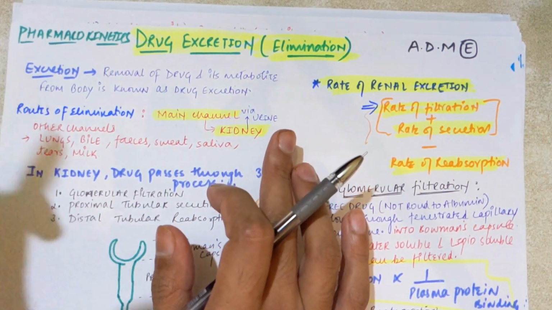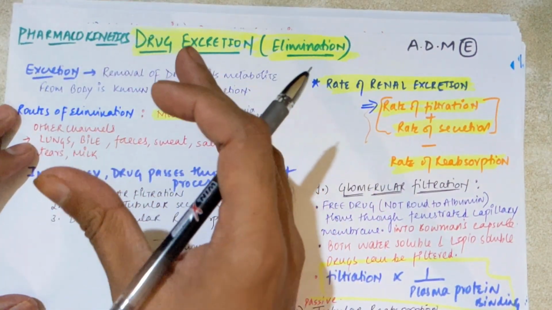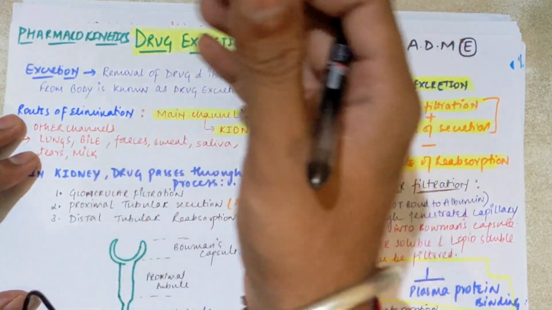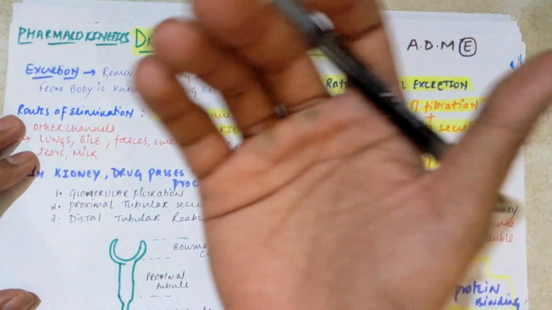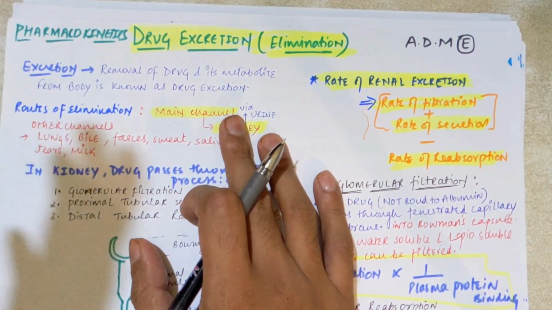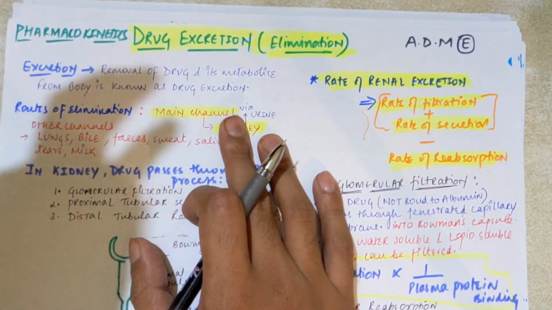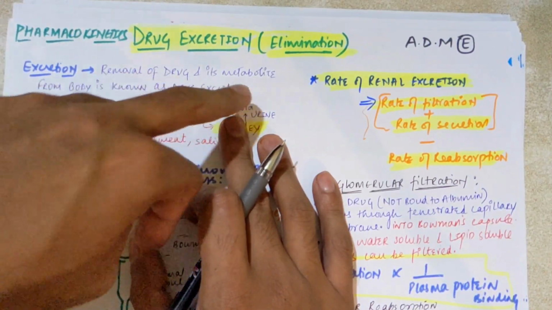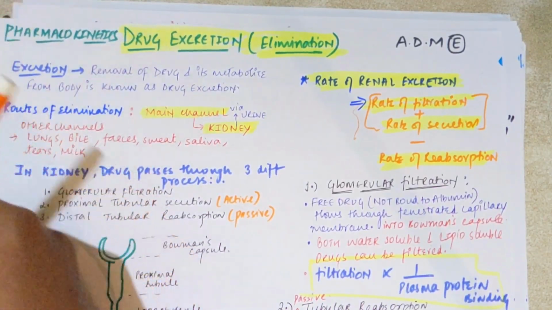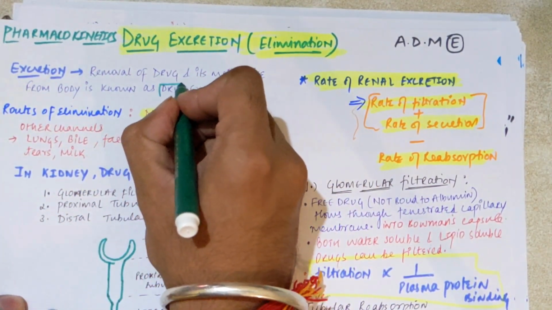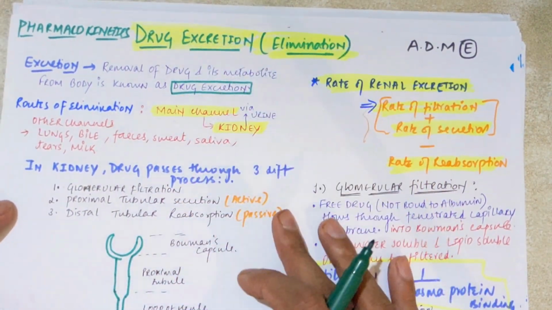First of all, what is the definition of excretion? In excretion there is removal of the drug and its metabolite. The metabolite is the product which was formed during metabolism, and it is now going to be excreted out through urine or feces, depending on the form of the drug. This process of removal from the body is known as drug excretion. This is the main definition of excretion. Clear?